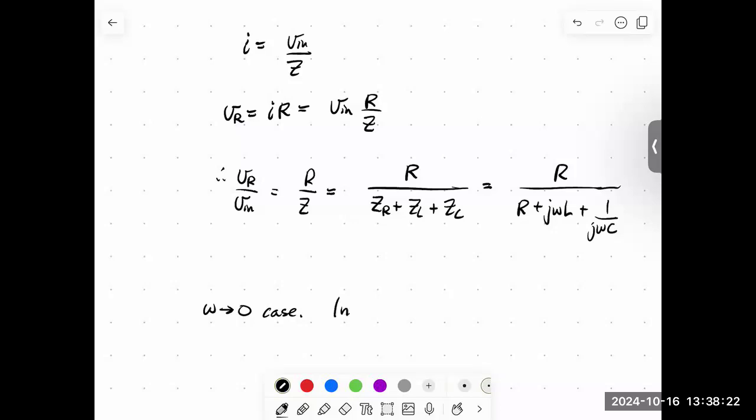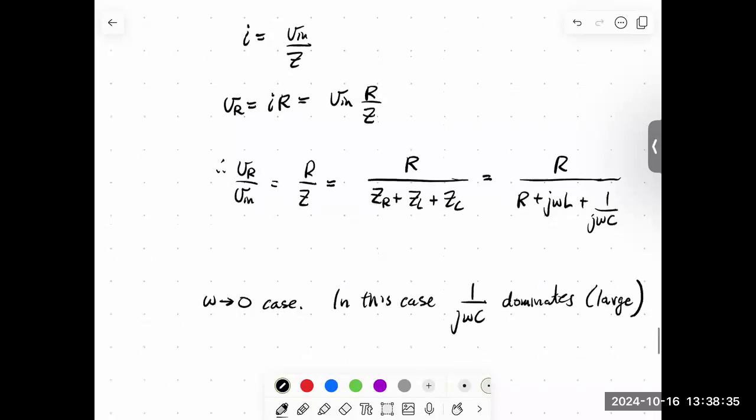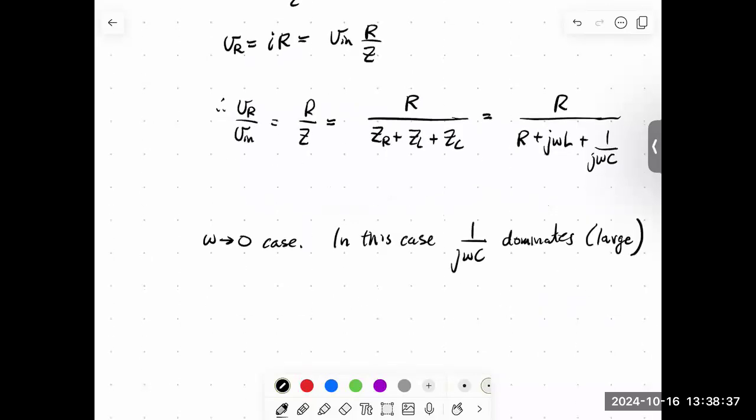So in this case, 1 over j omega C dominates. What I mean is it's large. The impedance of the capacitor is large at low frequency. Okay. So therefore, this VR over Vn is equal to R divided by 1 over j omega C. I should say, let's say it's approximately true when the frequency is low.